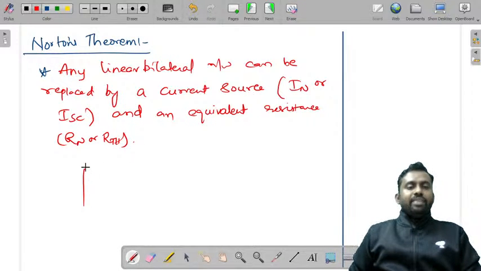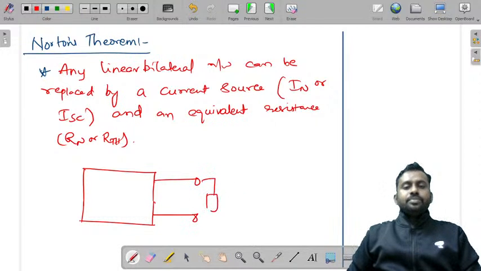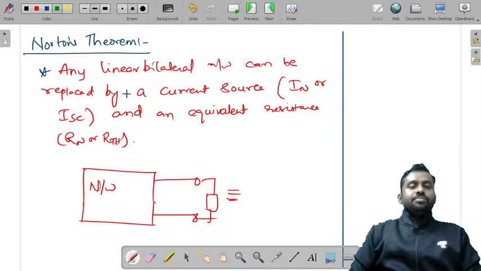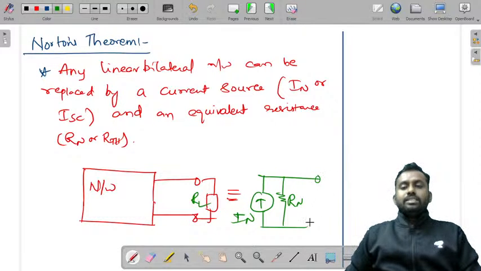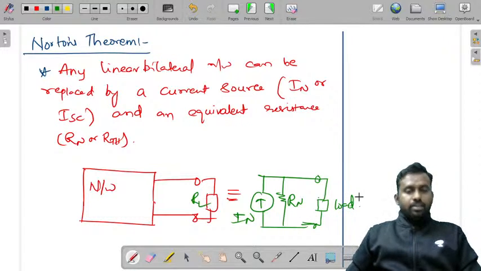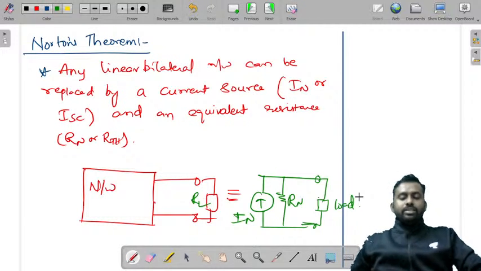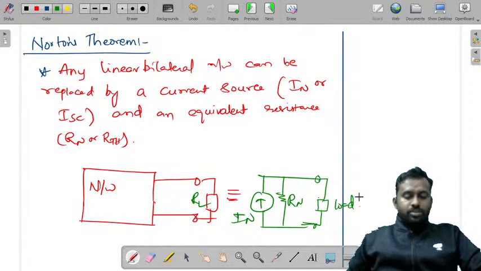That means if you have a circuit which is connected to some load, this is a linear bilateral network, and it can be replaced by simply a current source in parallel with a resistance of value Rn, where the current source is IN, connected again to a load. So you can replace any linear bilateral network by using a current source in parallel with a resistance.